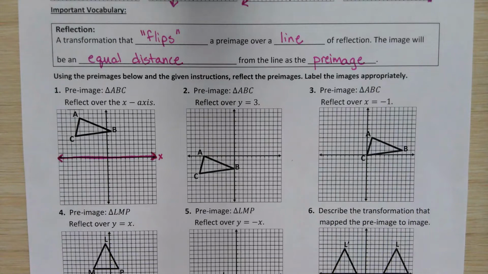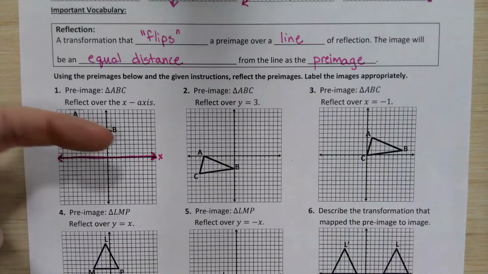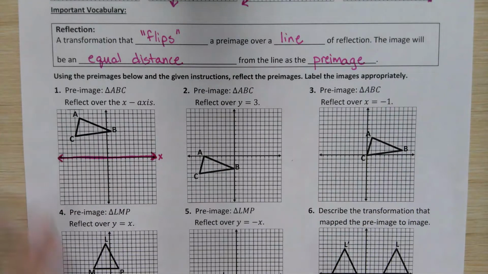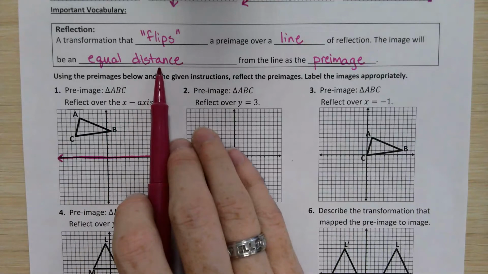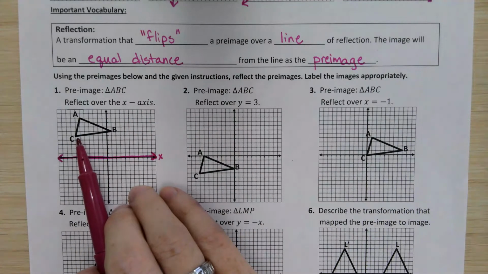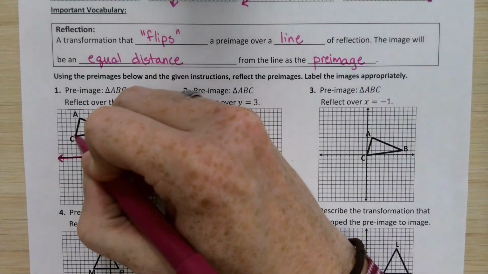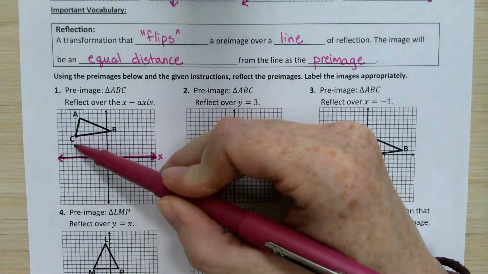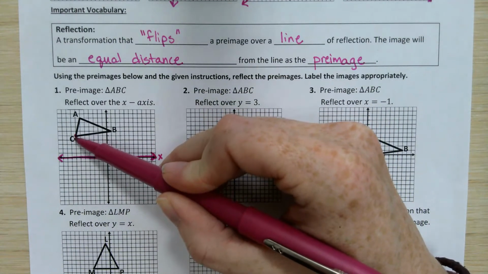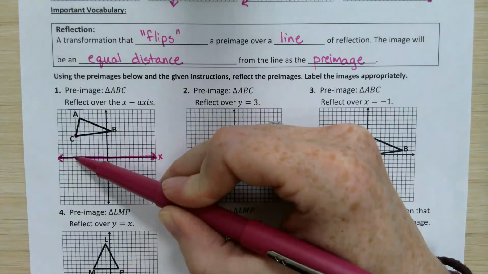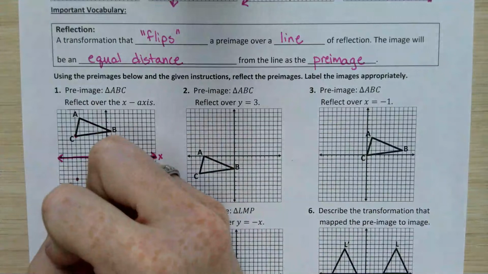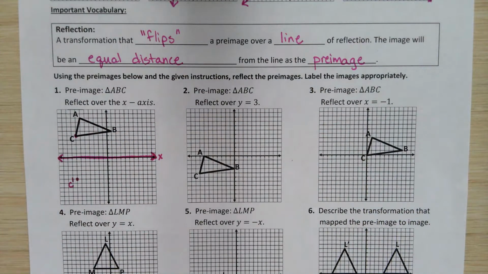And then we're going to use the idea that this preimage is going to flip over that line. So it's going to end up down here somewhere, but it needs to be an equal distance away from the line as this preimage. The best strategy that I have for that is to look at each vertex at a time, figure out how far it is away from the line of reflection. So this is 1, 2, 3, 4, 5 boxes away. And then just keep right on counting. 1, 2, 3, 4, 5 boxes away on the other side to place that C prime point, that new image version of C.